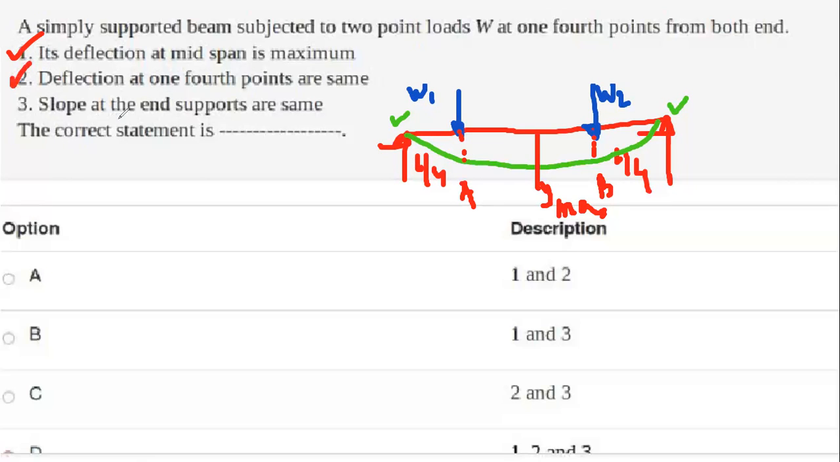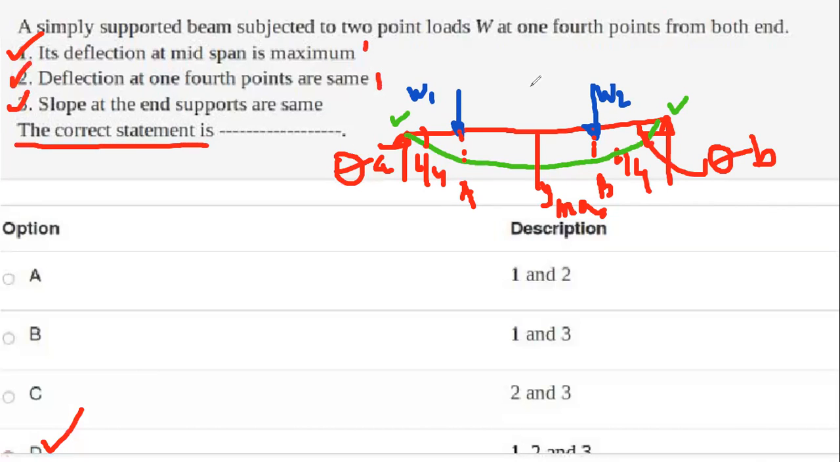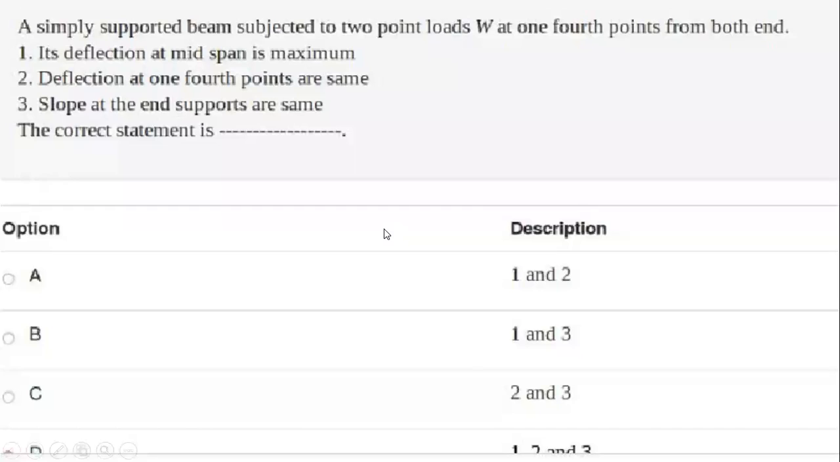Now third, slope at end supports is the same. This slope we can say is theta A, and here this rotation is theta B. As loading is symmetrical, the slopes are also the same. So all the options 1, 2, 3 are correct. The answer is option D, because you have to identify the correct statement. Simply supported beam, symmetrical loading conditions, all three given options are valid. Okay, so the answer is option D.